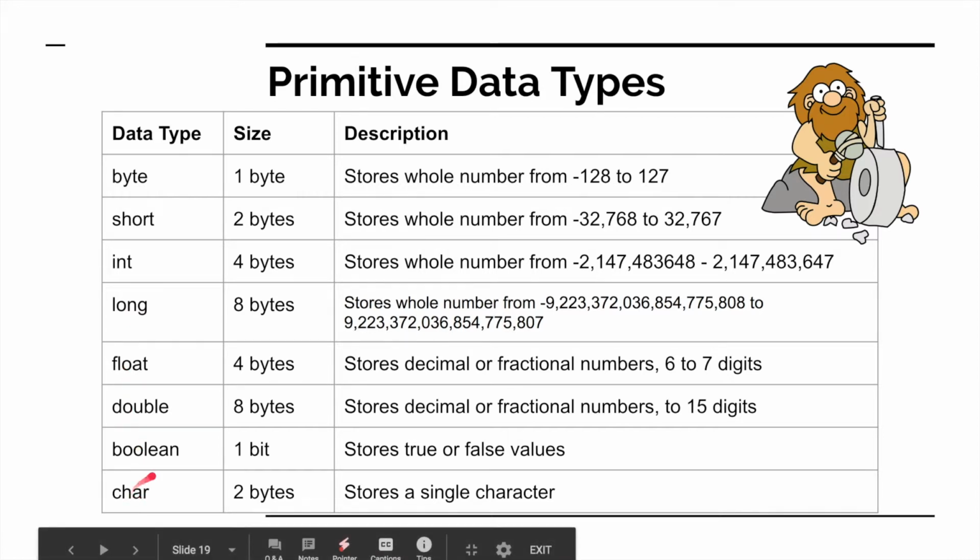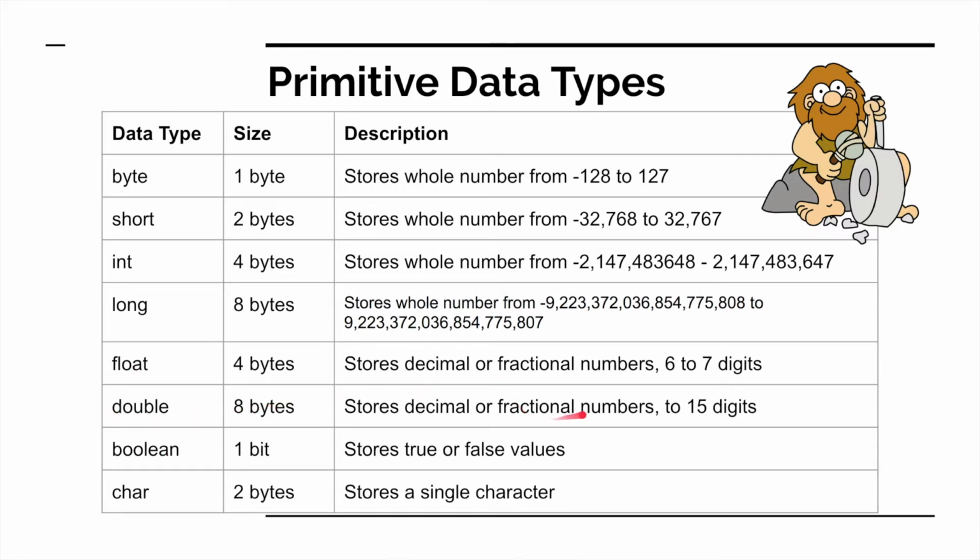We already went over char, already went over Boolean, already went over double. A float is very similar to double. A double, again, is a decimal or fractional number. A float is also a decimal or fractional number. Floats are smaller than doubles, so if you need to hold a big decimal number, use a double.